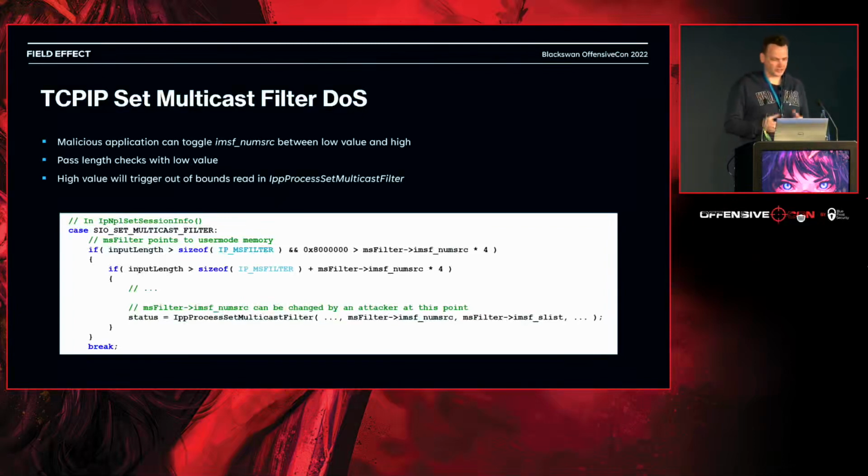So same thing: if you alternate this value between a high and low value, and you happen to get through the checks with a low value but hit the next function with a high value, then it triggers a denial of service. In this case, it's just an out-of-bounds read. It passes in the array and the size, and it's just making a copy of the array, and it'll read past the end.